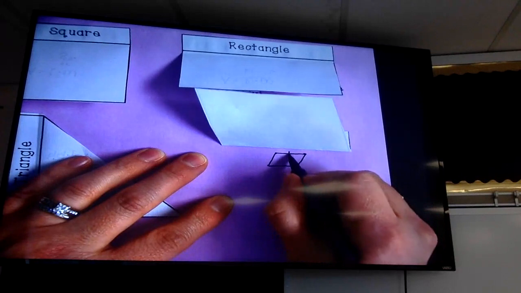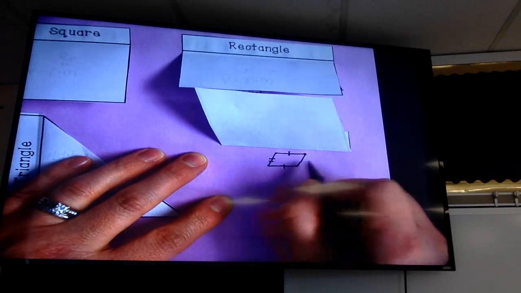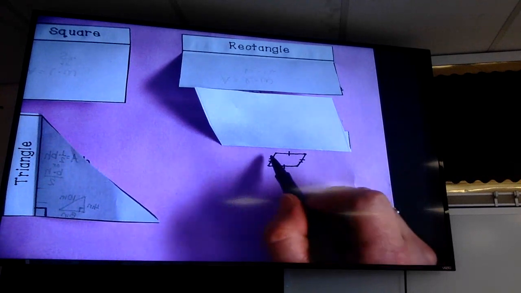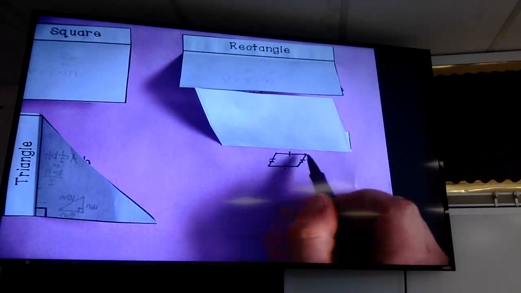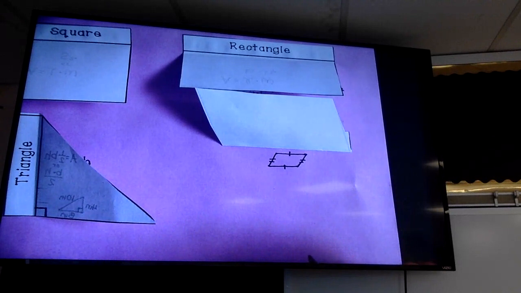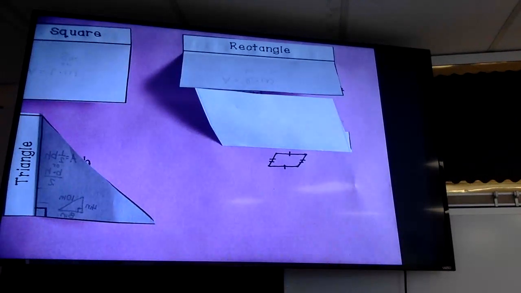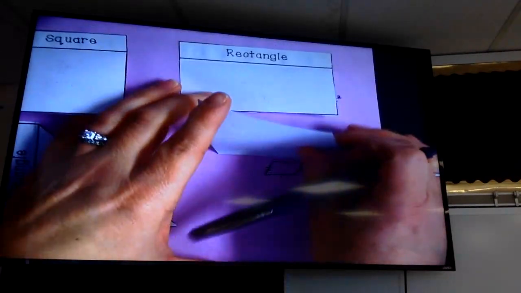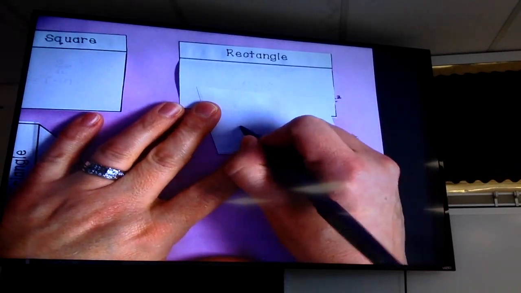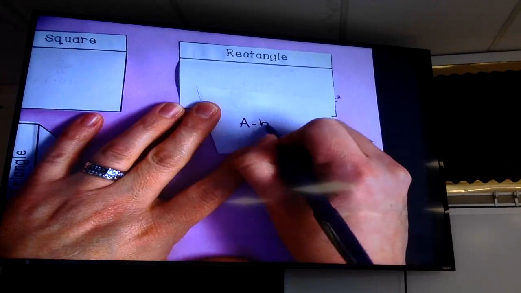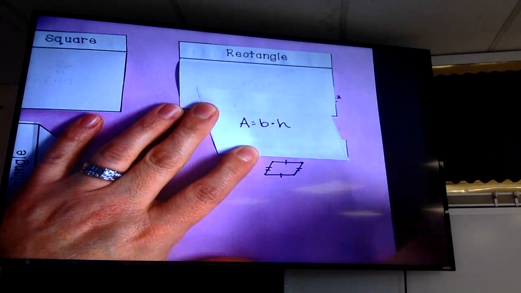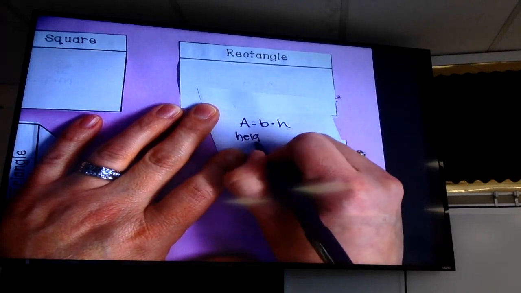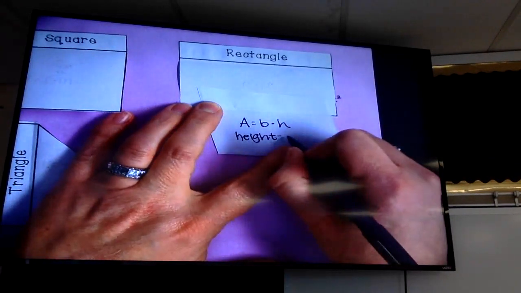Okay, a parallelogram has opposite sides that are congruent, and it has 4 sides. The opposite angles are actually also congruent, but no 90-degree angles this time. So it's like a rectangle that's kind of been pushed on its side, like it's starting to fall over. Okay, and the area formula for a parallelogram, let's write it on this flap. Area equals base times height. Now this is where we have to be really careful. The height is what we call the altitude.